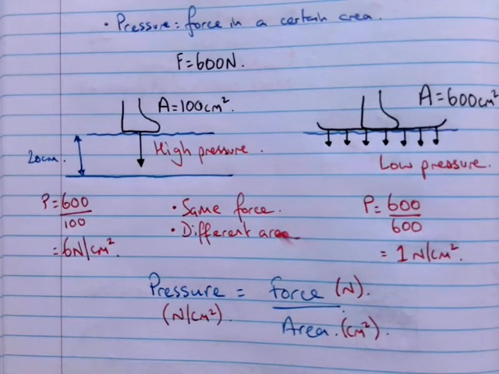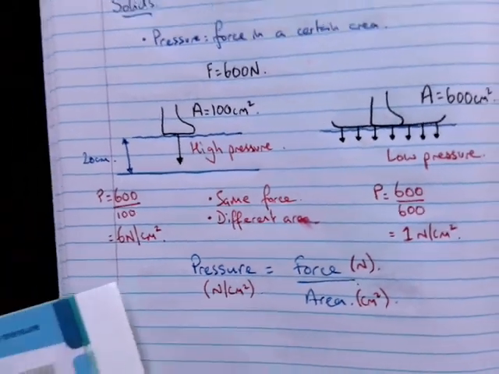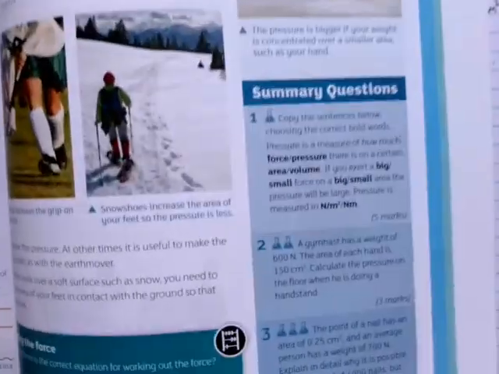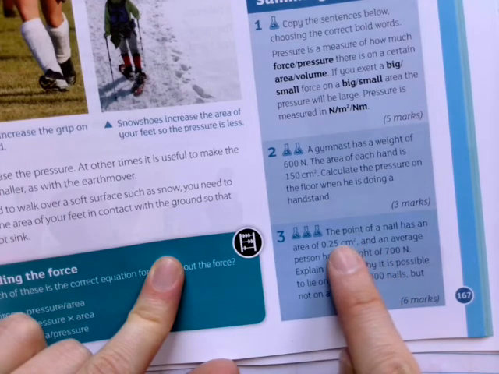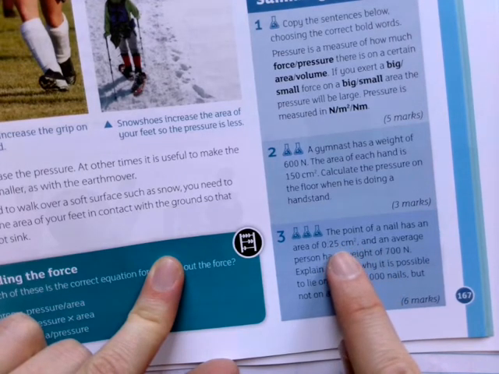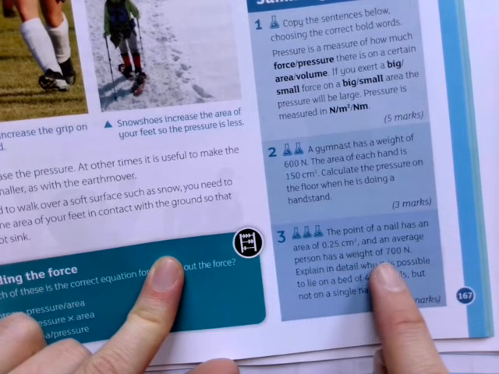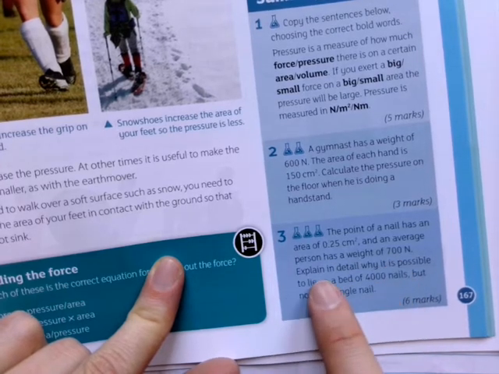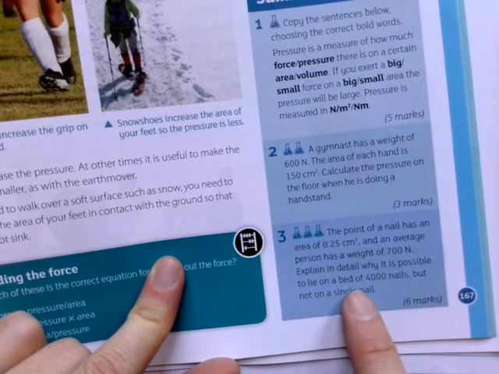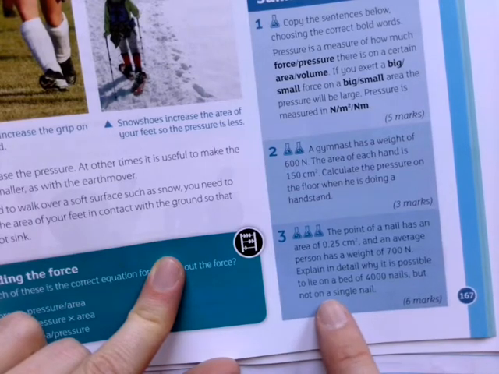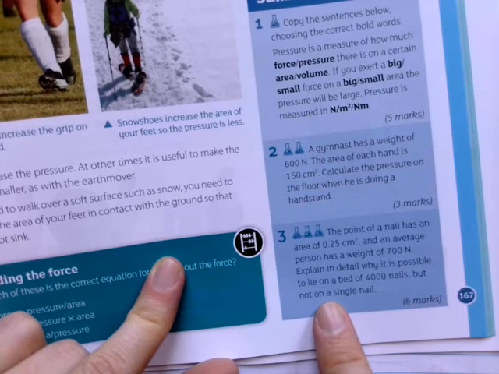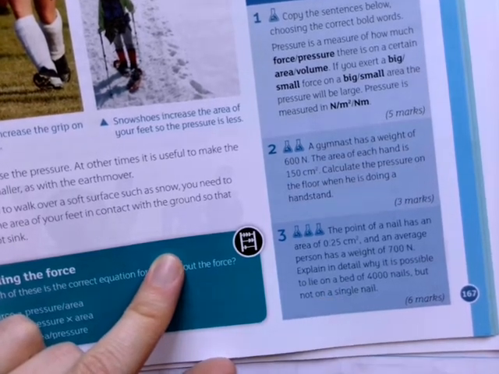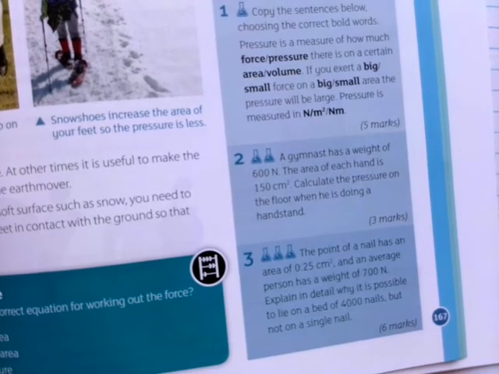So we can now look at a really interesting example of where this becomes important. There's a question in the Caboodle textbook, which is: the point of a nail has an area of 0.25 centimeters squared, and an average person has a weight of 700 newtons. Explain in detail why it is possible to lie on a bed of 4,000 nails, but not on a single nail. Now, if you want to have a think about that yourself, you can pause the video. Otherwise, I'm now going to go through why it's possible to lie on a bed of nails.